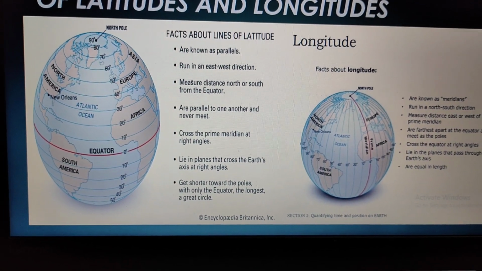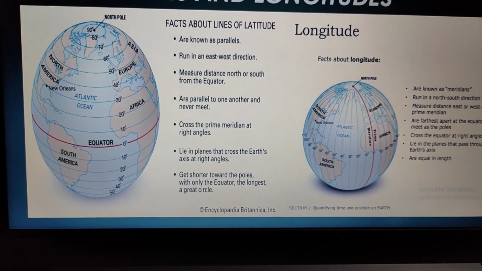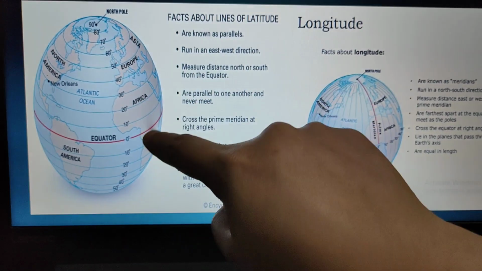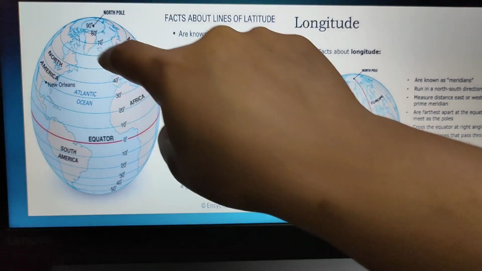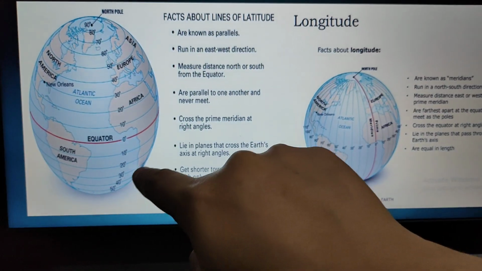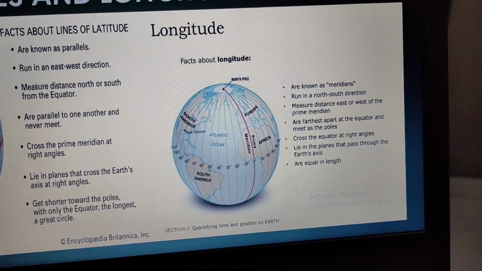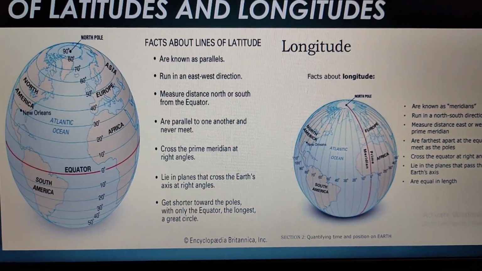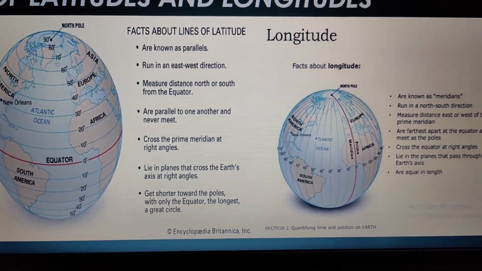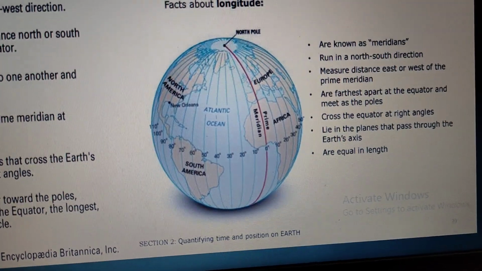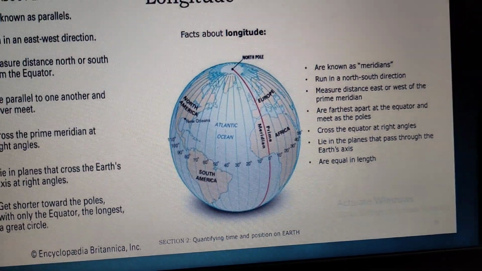They run in the east-west direction. Clear? But they measure distance from north to south. Make it clear: they measure distance from north to south. Longitude now. If we talk about latitude, they run from 0 to 90 degree. Longitude, 0 to 180 degree. If it's clear in the diagram, it's running till 180 degree.